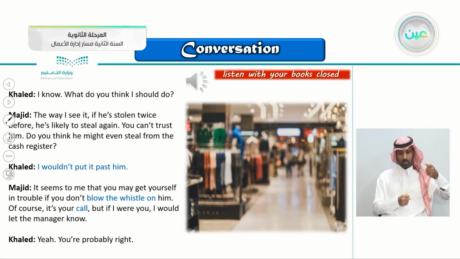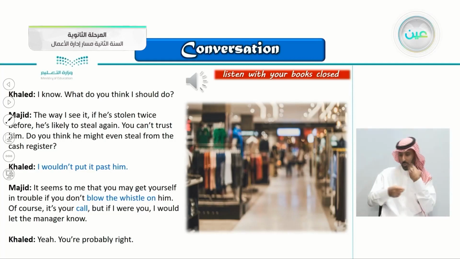Majid: The way I see it, if he's stolen twice before, he's likely to steal again. Do you think he might even steal from the cash register? Khalid: I wouldn't put it past him. Majid: It seems to me that you may get yourself in trouble if you don't blow the whistle on him. Of course, it's your call. But if I were you, I would let the manager know. Khalid: Yeah, you're probably right.